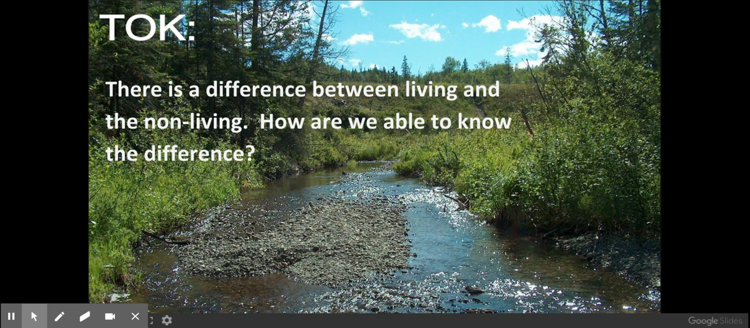We're going to get very TOK on this one. Is there a difference between living and non-living? And how do we know the difference? So let's think about the things that a living thing, a living organism, needs to be able to do to be considered alive. How can we tell the difference?